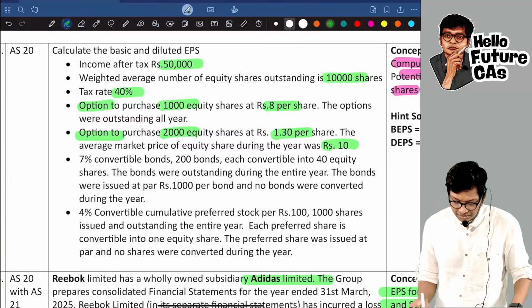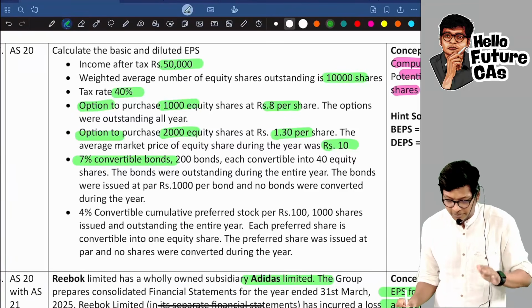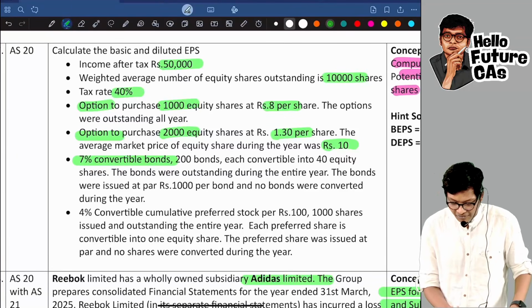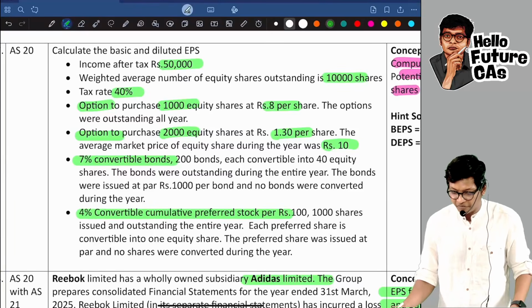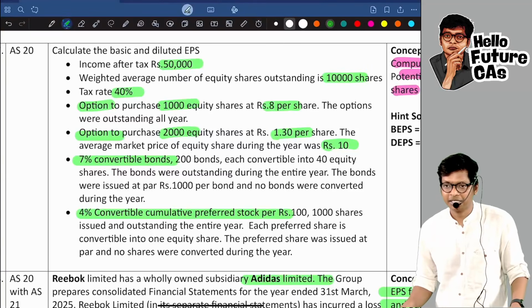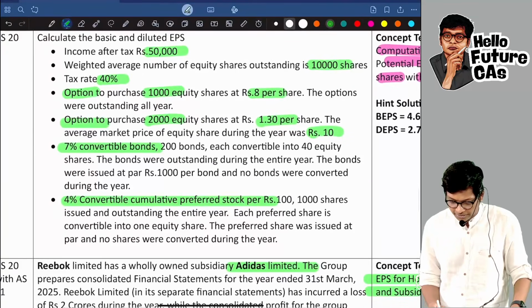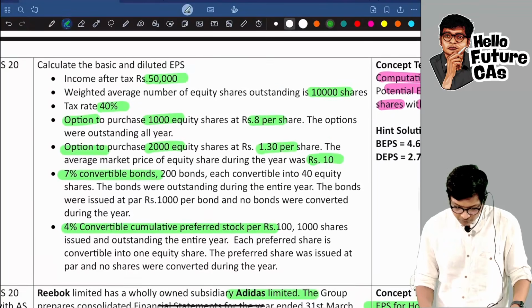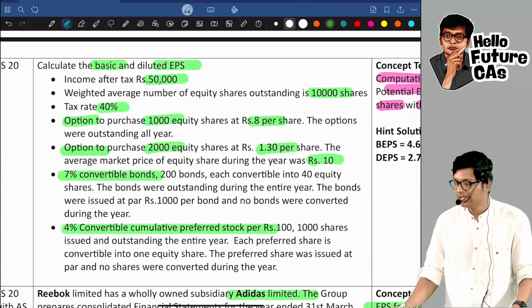Next, 7% convertible bonds. Some data is there. 4% convertible cumulative preference shares. Some data is there. That means you have everything. What should you compute? They're asking you to compute, in the question on top itself, basic and diluted EPS.